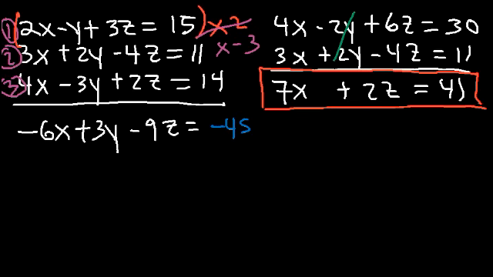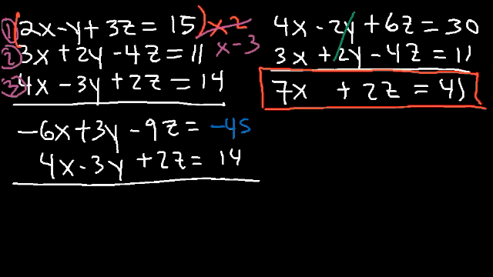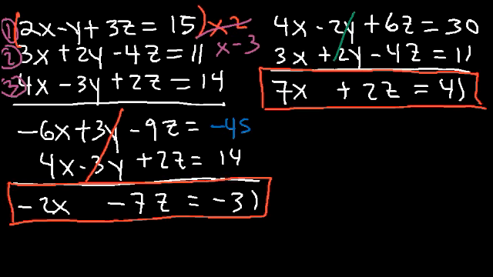So now, let's multiply equation 3. Actually, we don't need to multiply equation 3. Let's just rewrite it. So if we add it, we can see that the y variables will cancel. Negative 6x plus 4x is negative 2x. Negative 9z plus 2z is negative 7z. Now what about negative 45 plus 14? How much is that? That's the same as 14 minus 45, which is negative 31. So now we have two equations with the same variables, x and z.